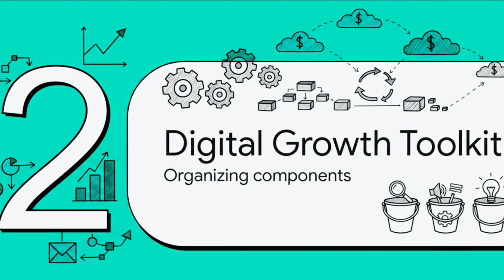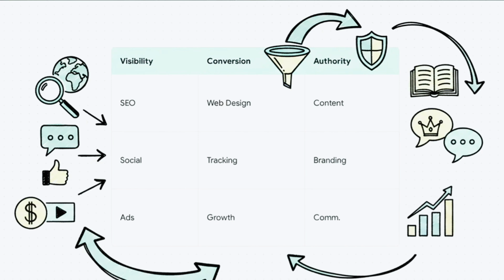Moving on to Section 2, the Digital Growth Toolkit, organizing the engine's components. I know it's super easy to get overwhelmed by all the digital marketing jargon out there, so Skyhoora strategically groups their services into 3 clear buckets. Keeps things simple, right? It's divided into visibility, conversion, and authority. Under visibility, you've got your SEO, social media, and paid ads on platforms like Google and Facebook. Basically, this is how people actually find you.